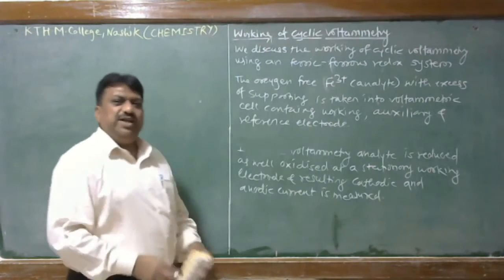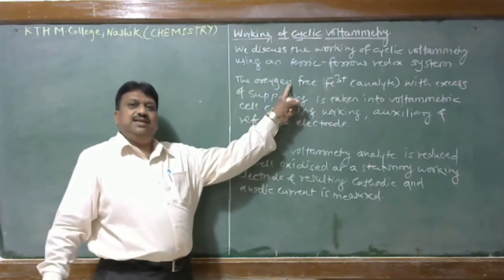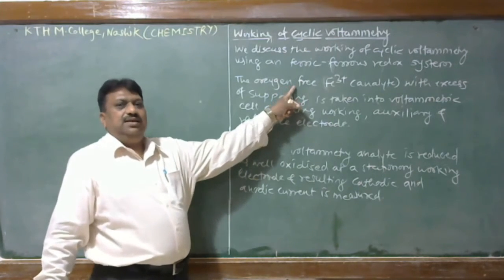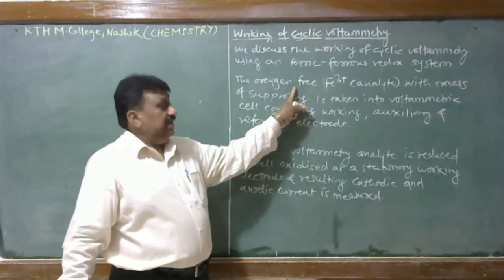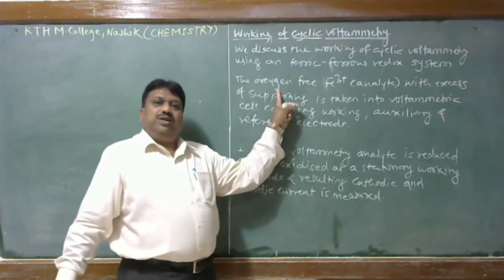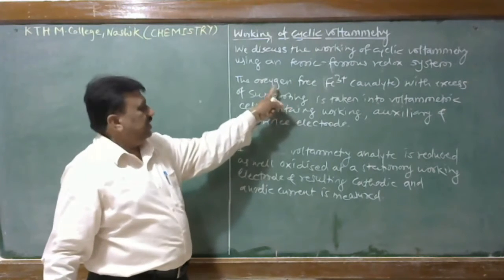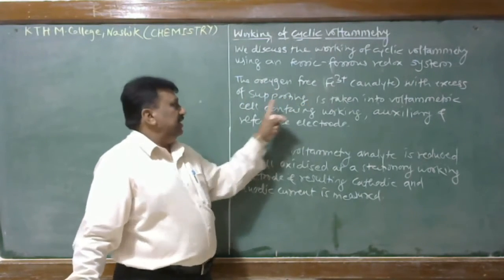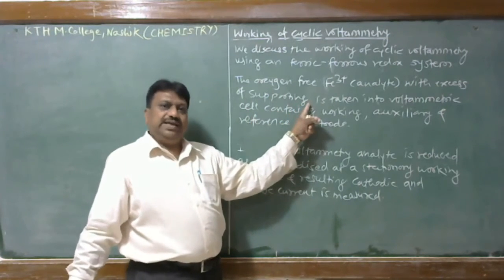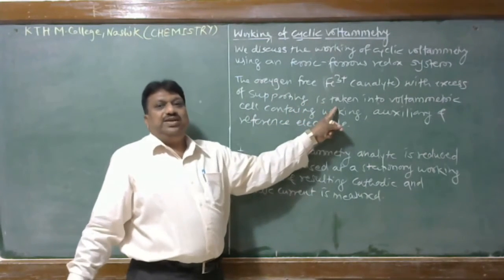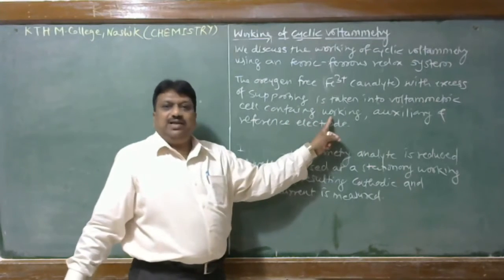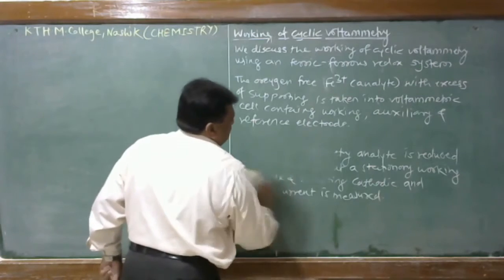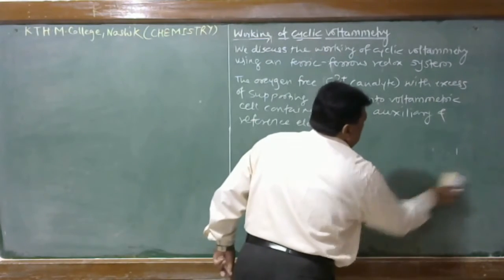That means in polarography, essentially we have to remove the dissolved oxygen in order to avoid the reduction of oxygen at working electrode. Similarly here we have to remove the dissolved oxygen from analyte solution. Therefore oxygen-free Fe3 plus ion as an analyte taken in presence of supporting electrolyte like KCl into voltammetric cell containing working electrode, auxiliary electrode and a silver chloride or saturated carbon electrode as a reference electrode.